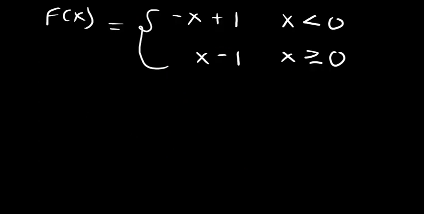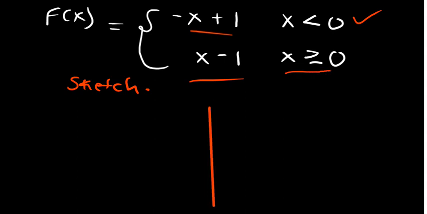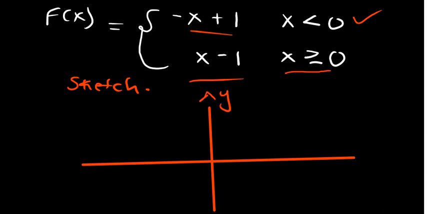Now let's say you have this piecewise function. You're asked to sketch it. How do you sketch it? All these are linear functions. In this case, we have been given different domains. For the one, we are told it's all the values that are less than 0, and this one is starting from 0 going up. So we have our graph there. This is our y. This is our x.